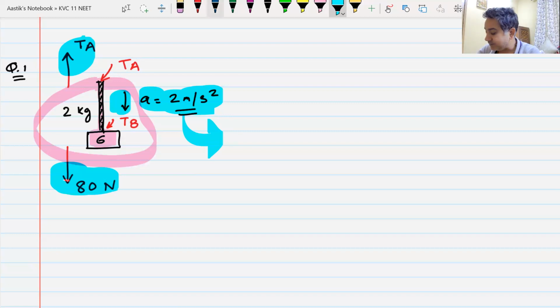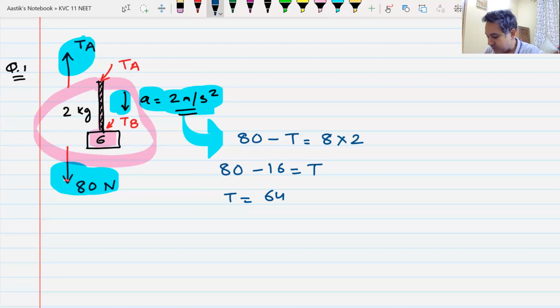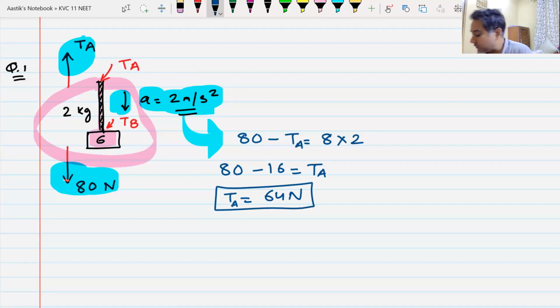Okay, the equation would be 80 downward force minus T upward force is equal to total mass 8 into A. A is 2. So I get 80 minus 16 equal to T, or T becomes 64 newtons. 64 newtons is your answer for the first part. Tension at point A is 64 newtons.